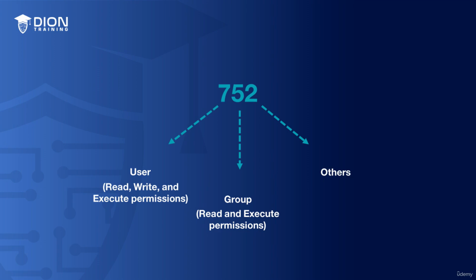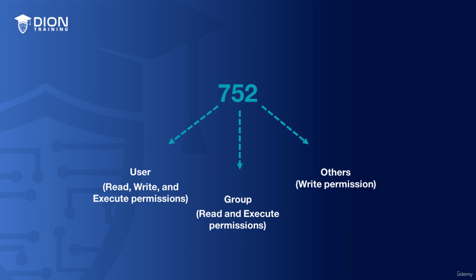Now, when we get to the third position, we have a 2 from 752. What does the 2 mean? Well, we know read is 4, write is 2, and 1 is execute. So if we only see a 2 there, that means the other group has the write permission, but they can't read the file and they can't execute the file.